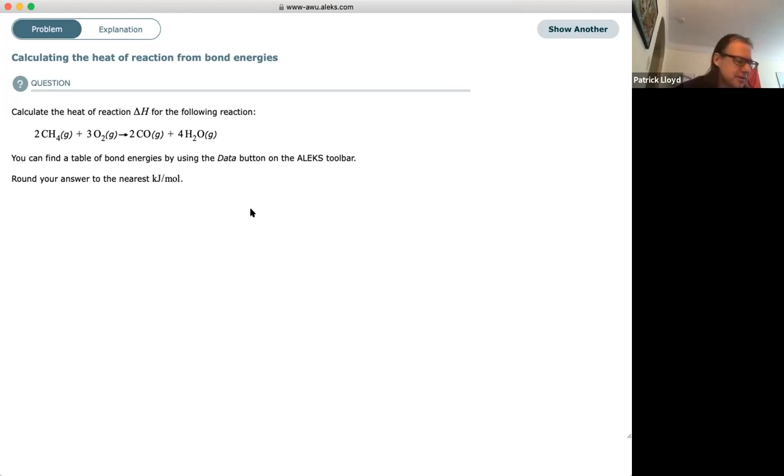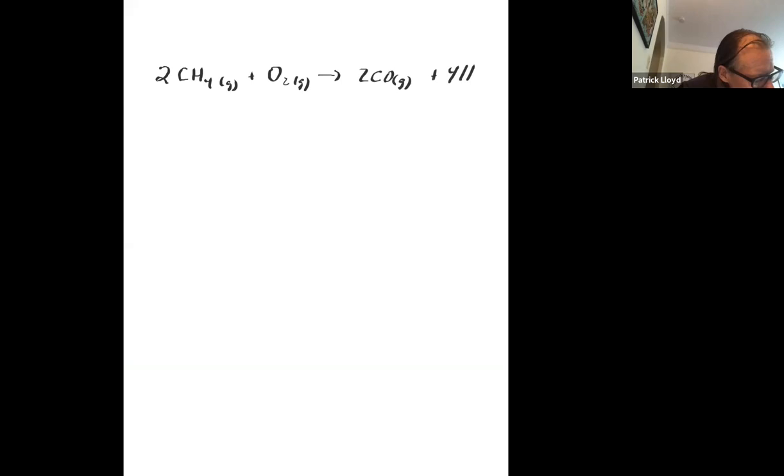Let me bring this up. Here's the reaction: 2CH4 plus O2 goes to 2CO plus 4H2O. Everything's gas phase, so these calculations are all in the gas phase. I think I need 3 oxygens, right? Yeah, 3 O2. There we go. These calculations only work in the gas phase, because all of these values are calculated in the gas phase.